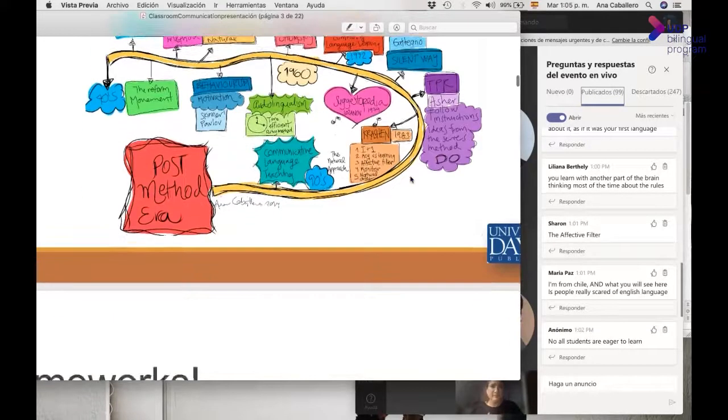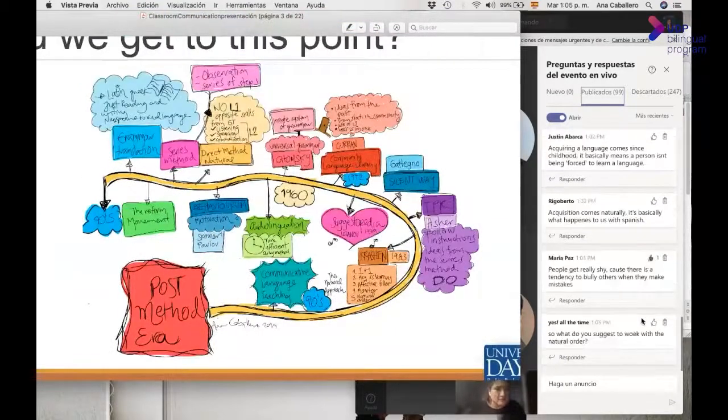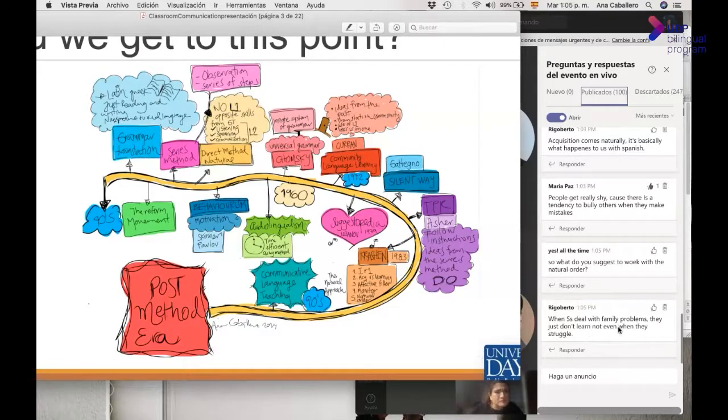So now if we talk about communicative language teaching, okay. Get really shy because there's a tendency to bully. Yes, bullying is another completely different story. What do you suggest to work with the natural order? It's not that I'm telling you not to work with the natural order. It's just that the idea is fresh and hot. And depending on the type of students you have, for example, if you have very, very young learners, they will definitely need that language to survive. Not mom, dad, but at least can I go to the toilet? Can I write?